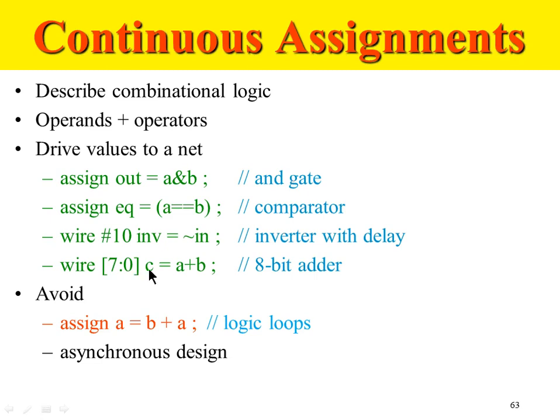Wire [7:0] C, this is a vector. C is an 8-bit vector or 8-bit wire. And what is it getting? A plus B. So it's an 8-bit adder. A and B will be 8 bits in that case, and C value will be updated with that one. Now, is this a full adder or a half adder? I think it would be a half adder.